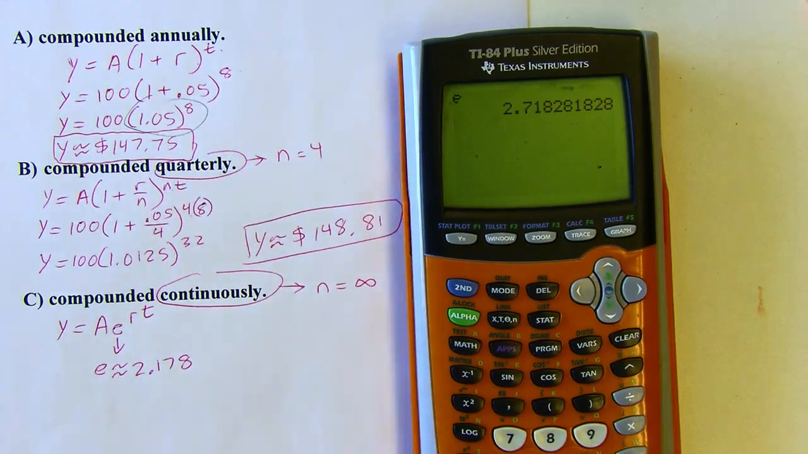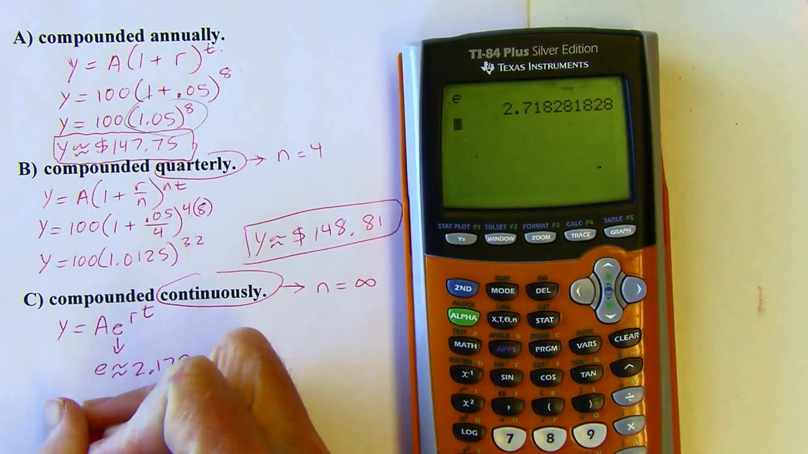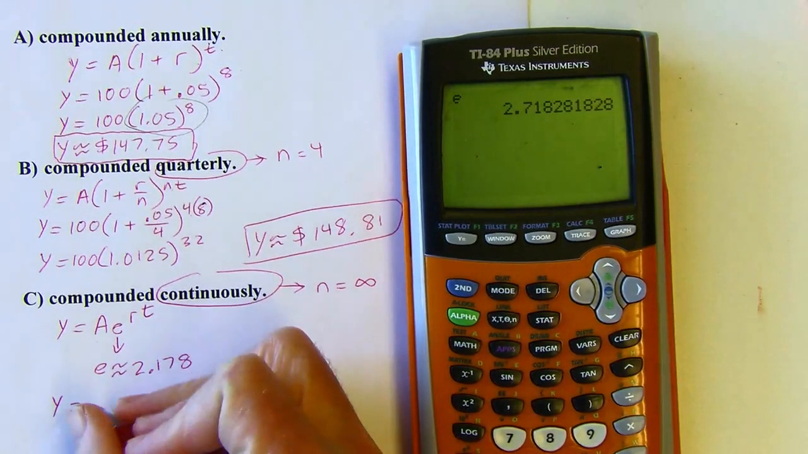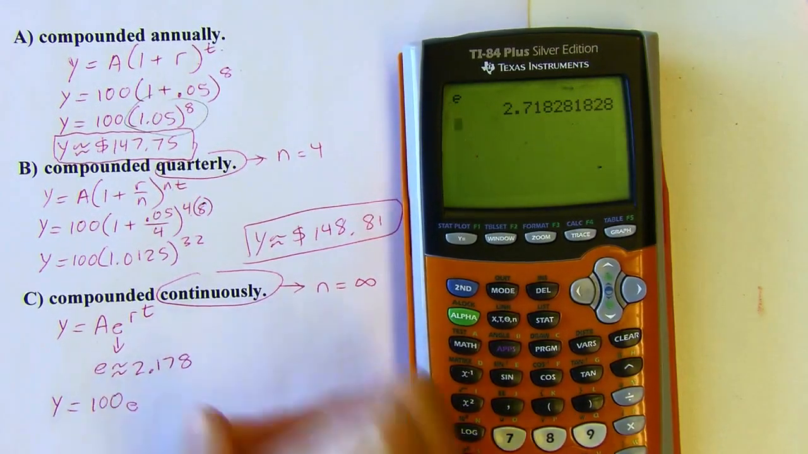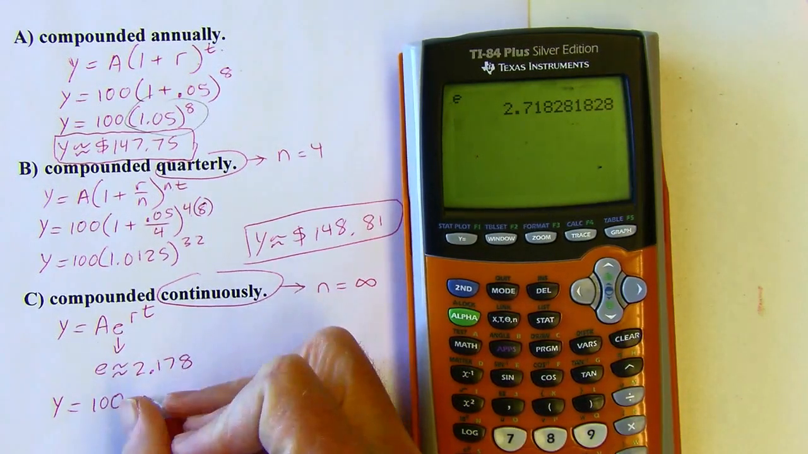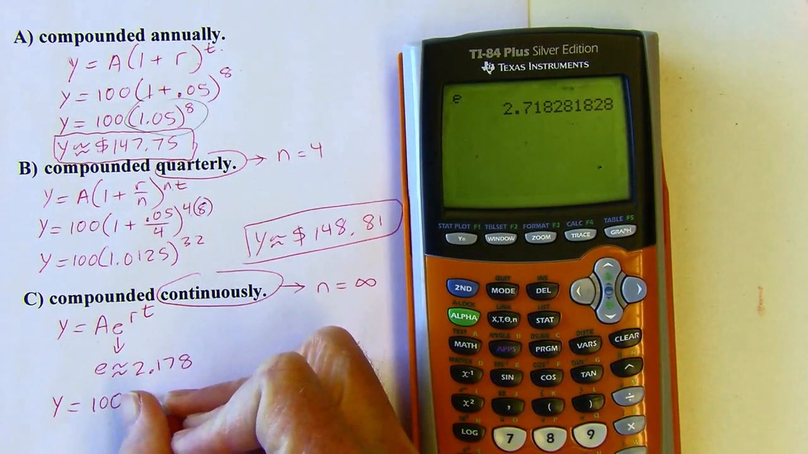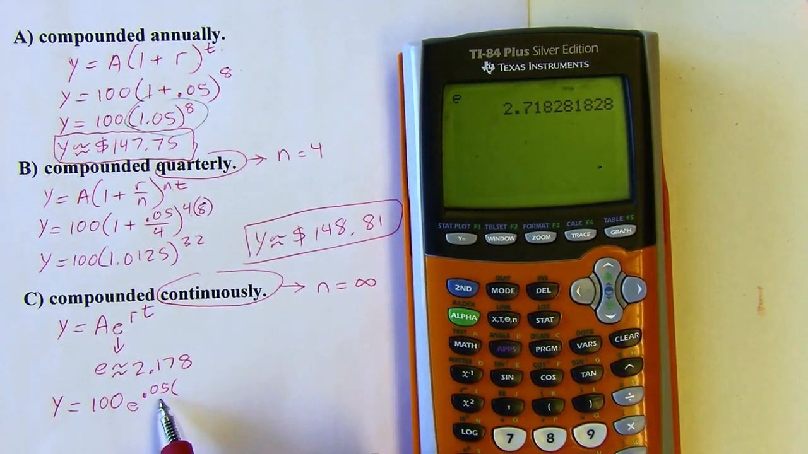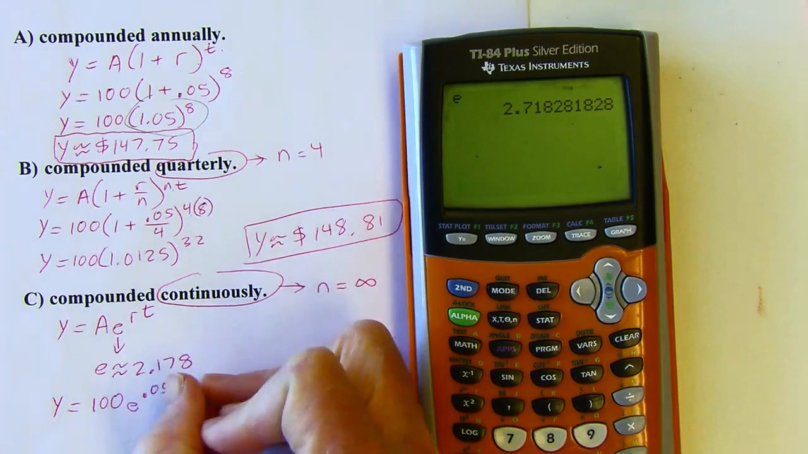Okay. So what we're going to do, our initial amount is going to be 100 still, and I'm just going to write e there, okay? And then the rate is 0.05. The rate is now going in the exponent, and the time is going to be 8 years, okay?